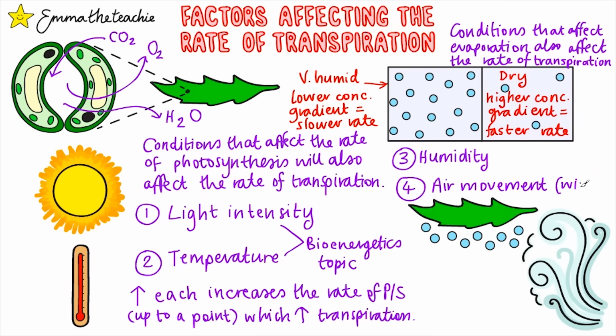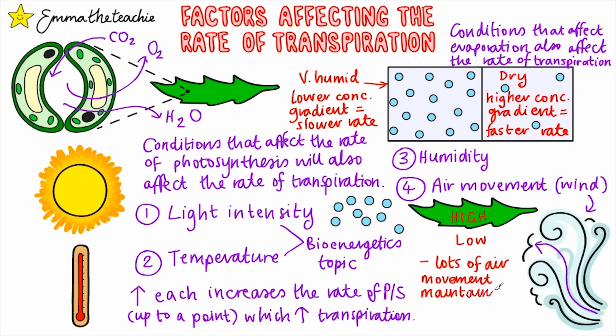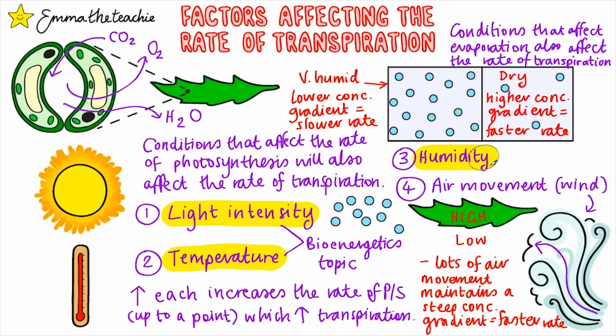Finally, we've got air movement, or how windy it is. Take a look at what the wind does here. It moves the water molecules quickly away from the surface of the leaf. That leaves a higher concentration inside the leaf than outside the leaf. So we can say that lots of air movement, or wind, maintains a steep concentration gradient, which means a faster rate of evaporation and therefore a higher rate of transpiration as well. It's important to remember these 4 factors that are affecting the rate of transpiration.